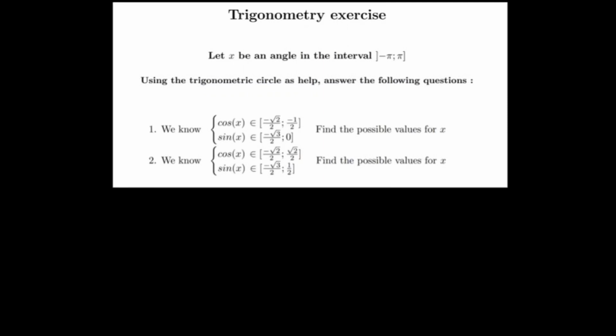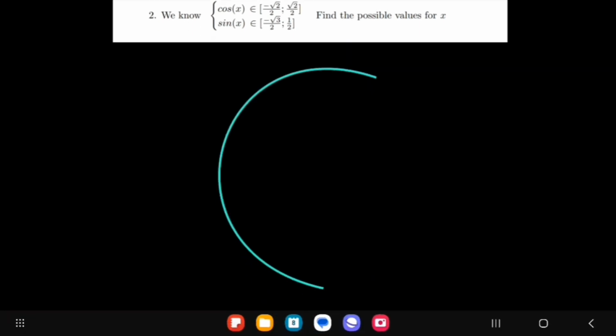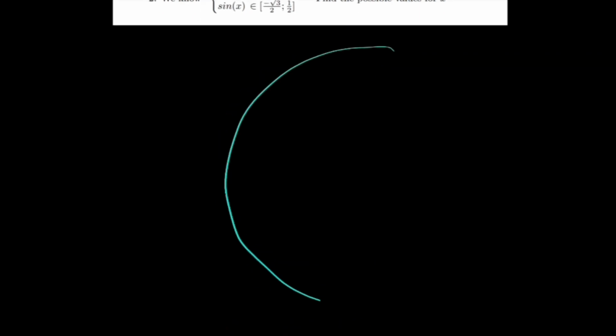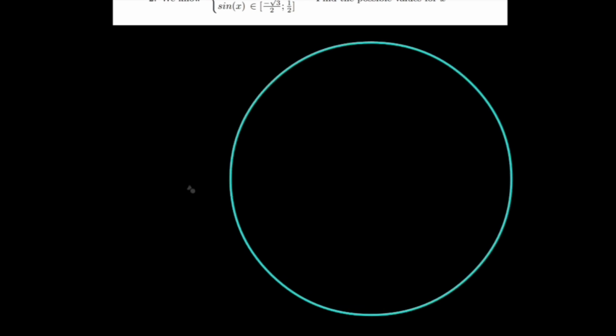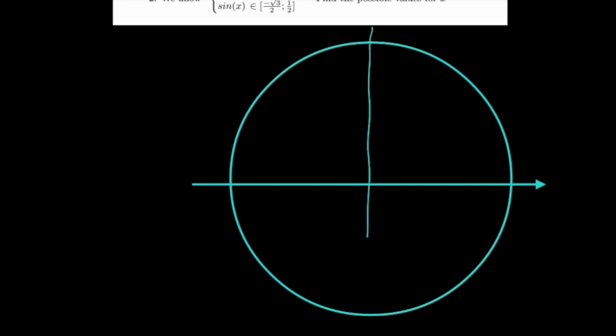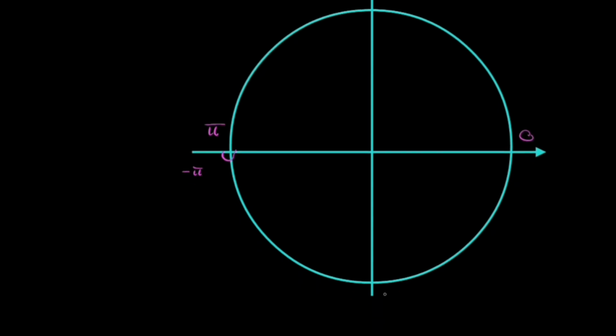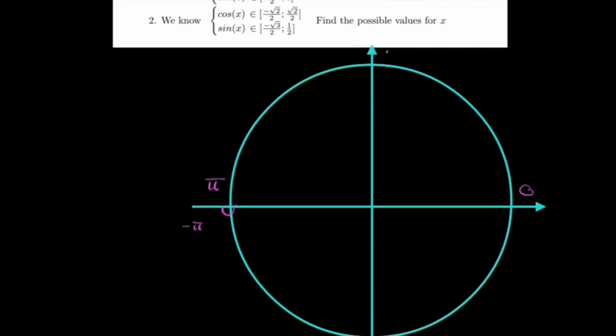For the second inequation, we want at the same time to have our cosinus between minus square root of 2 over 2 and square root of 2 over 2, and the sinus between minus square root of 3 over 2 and 1/2. We will first draw the suitable trigonometric circle, as always, with the cosinus axis and the sinus axis here. Perfect. Going from minus pi excluded to pi included, passing by 0, and of course minus pi over 2 and pi over 2.